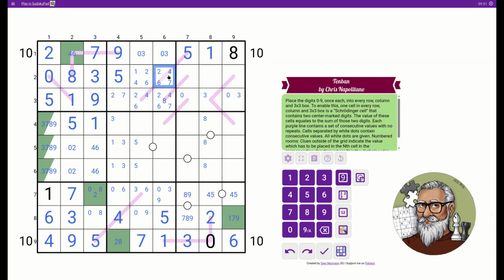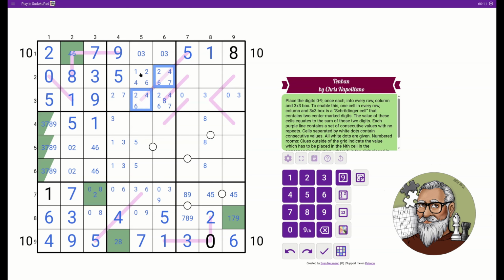No, it doesn't. I don't. 4 5 6 still works. Yeah, I'm going to mess this up still. I'm pretty sure, if this is 4 5 6, then these aren't green. What does that mean? Not much, does it?